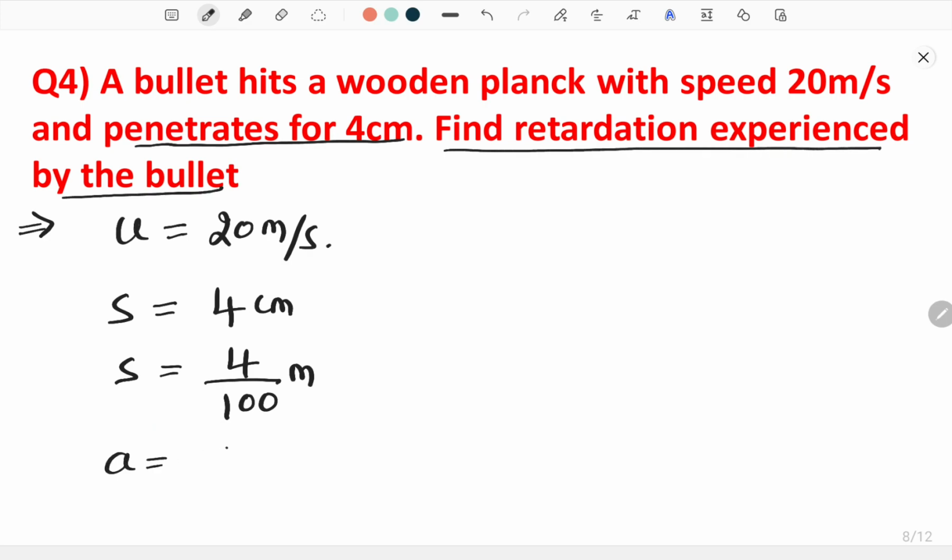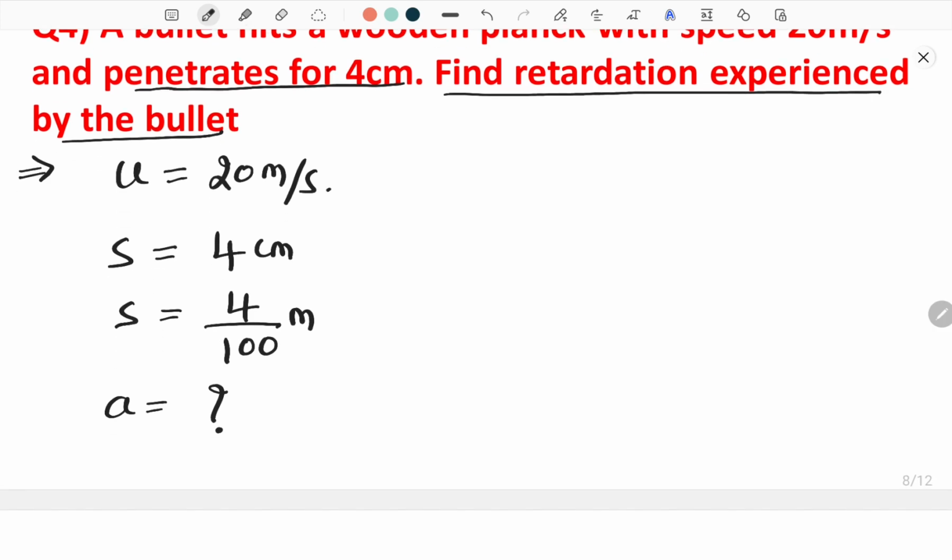Alright, so retardation, as in acceleration, they are asking. Now look at this: a bullet hits a wooden plank with a speed of 20 meters per second and penetrates 4 centimeters. That means after penetrating, the bullet will stop, no? If the bullet is stopping, what will be the final velocity? The final velocity will be 0. So by using all this data, we want the acceleration, no?